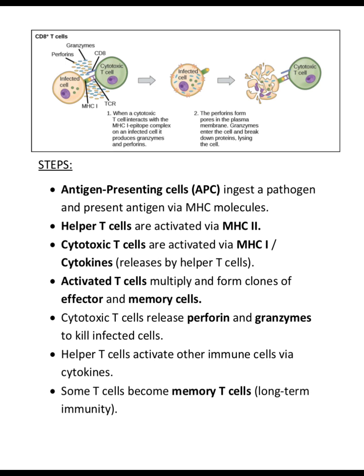Activated cytotoxic T cells release perforin and granzymes to kill the infected cells. Perforin creates pores in the targeted cell membrane, and granzymes enter through the pores and trigger apoptosis, that is programmed cell death. Some T cells become memory cells for faster response if the pathogen returns.